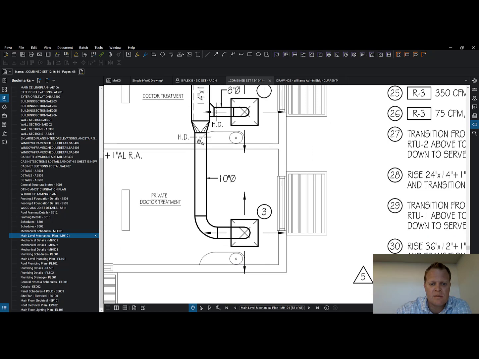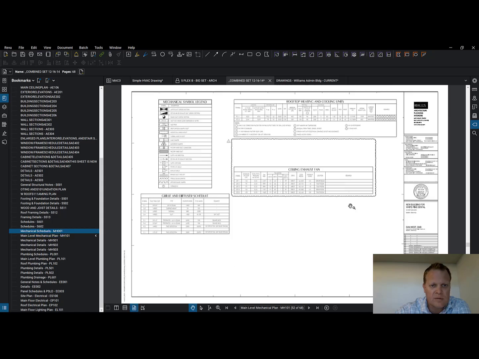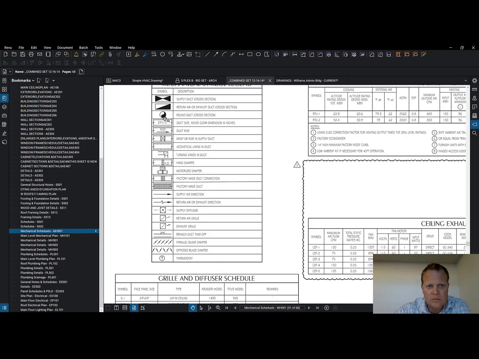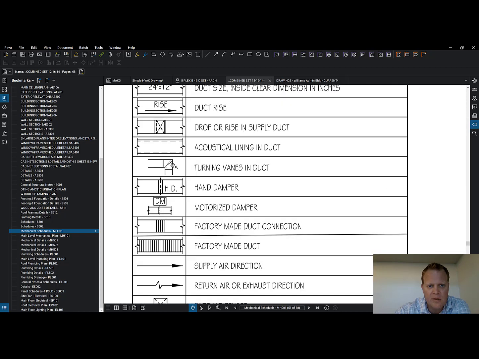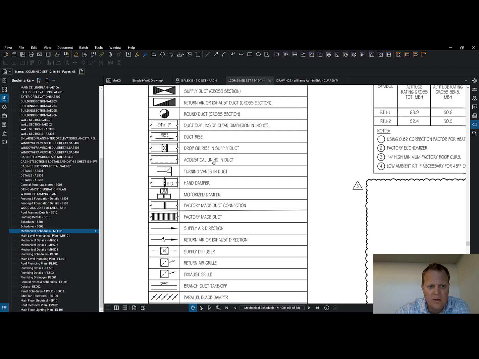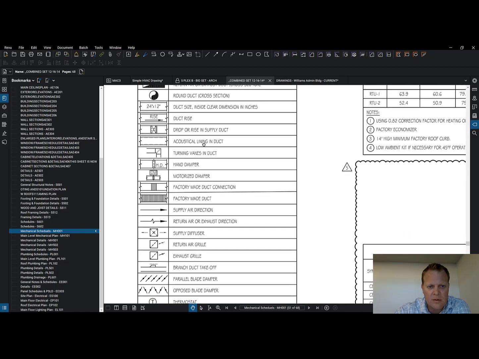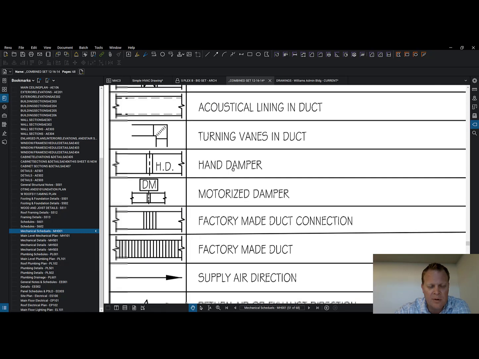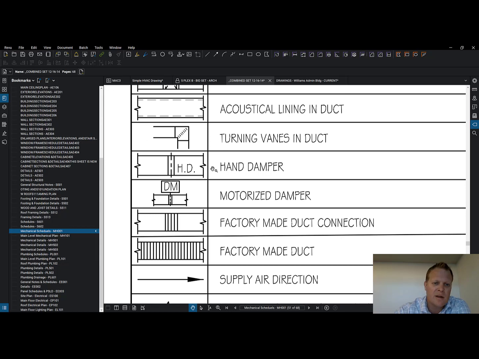HDs, well, it's a damper. Let's go see what the H stands for. Oh, hey, there's turning vanes, look. Hand damper. All right, I didn't know what the H was. Just a manually turned damper.